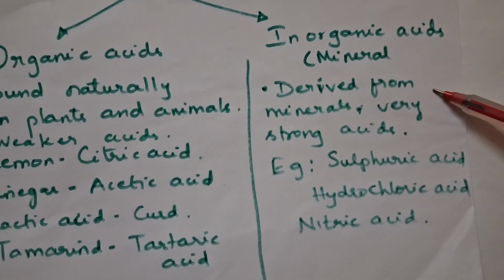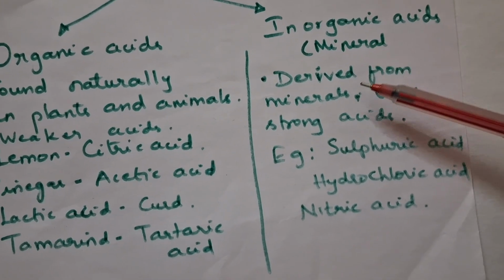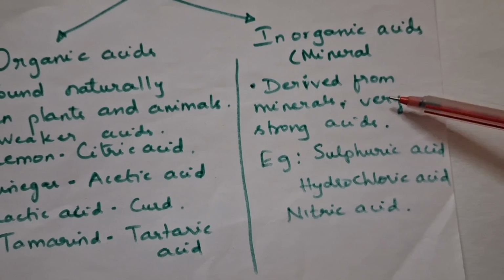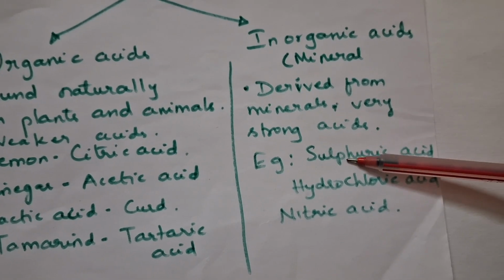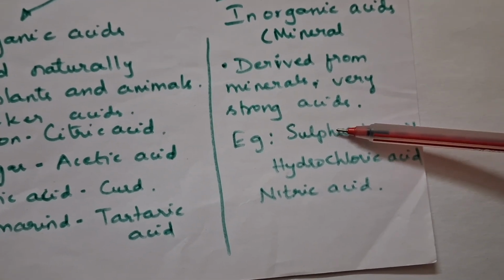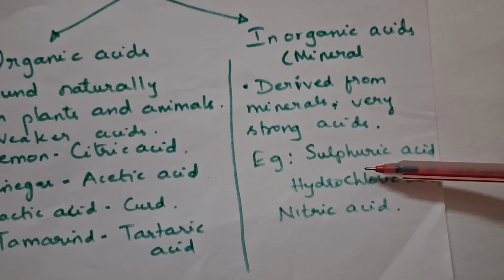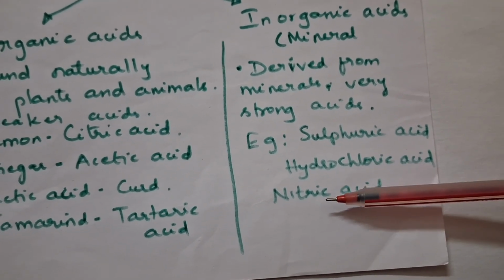Next is inorganic acid. These are also known as mineral acids. These are derived from minerals and they are very strong acids. They have to be handled very carefully, and even if a drop falls on the skin, it causes blisters and severe burns. Examples are sulfuric acid, hydrochloric acid and nitric acid.